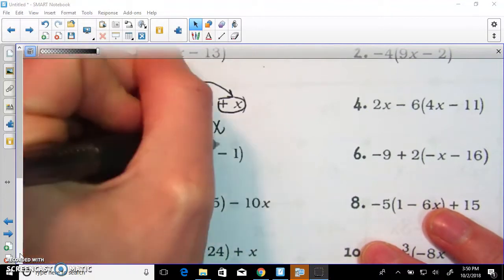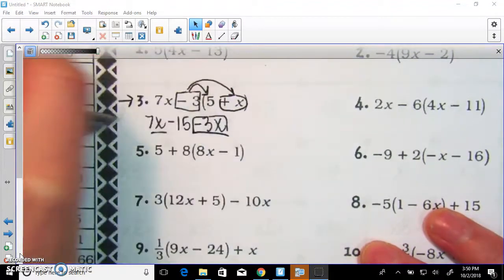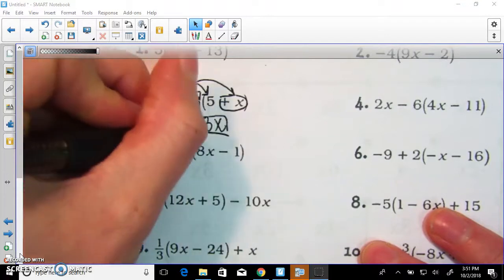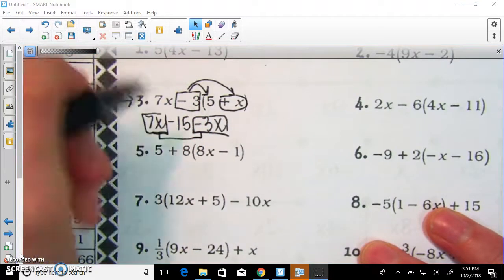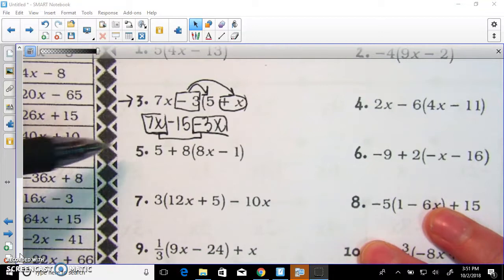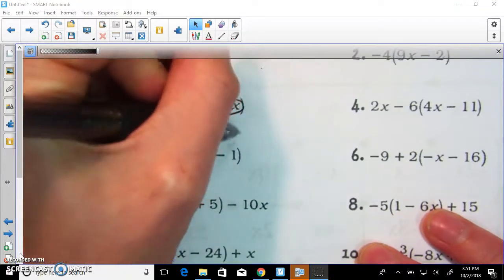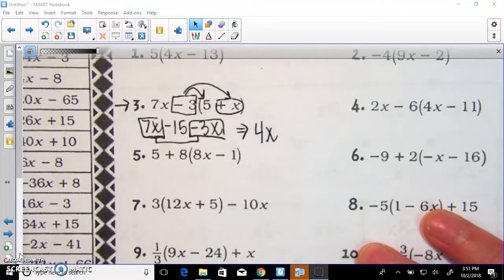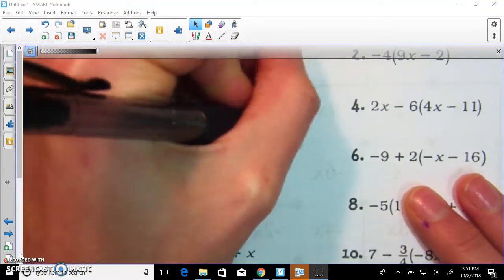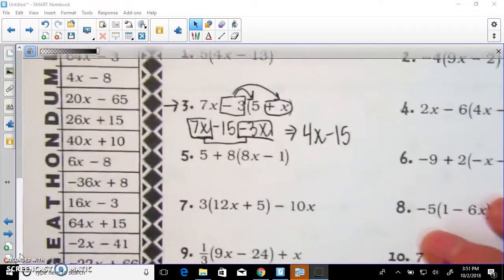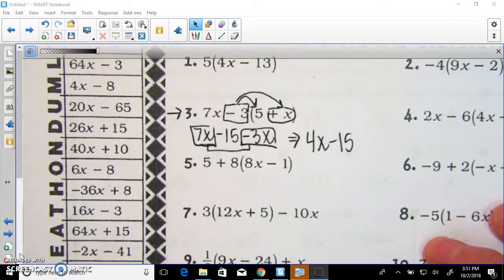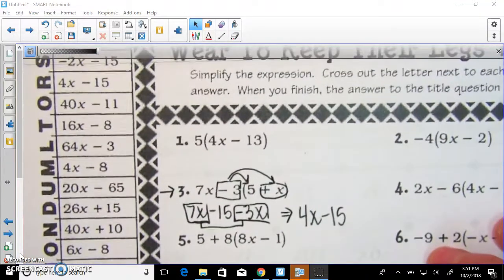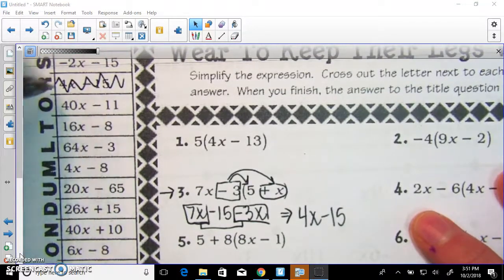We still can combine like terms. I can combine 7x with -3x. And when we combine them, we're either adding or subtracting them based on what separates them. So 7x minus 3x leaves us with 4x minus 15, because that -15 can't combine with anything. So then we'll look on the left side and we're looking for 4x minus 15, and it's up here, so we would cross that out.